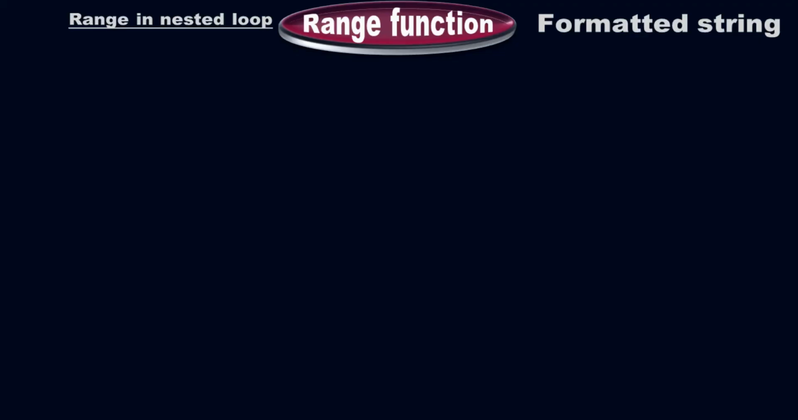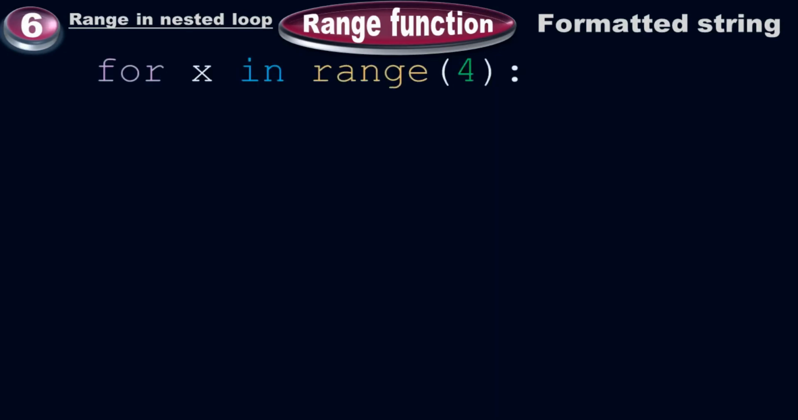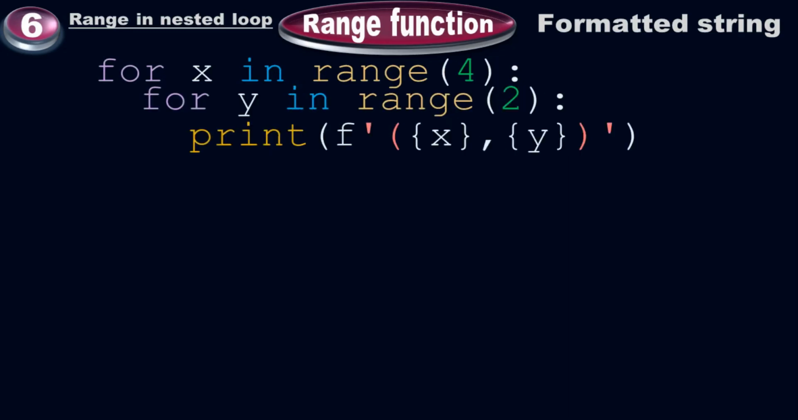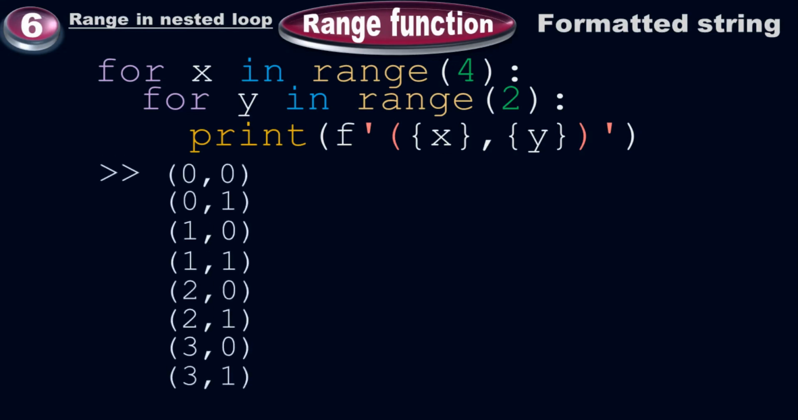Formatted string. Let me take the same example number 6 again. We will try a formatted string here. So we will have for x in range of 4, for y in range of 2, print of f quotes inside the parentheses with the x in curly brackets, comma, y in curly brackets. When you run it, you will get the same output.